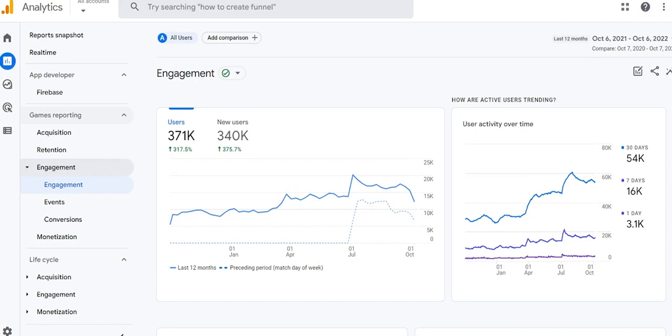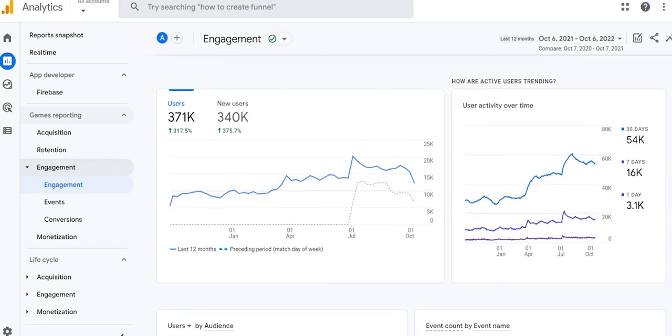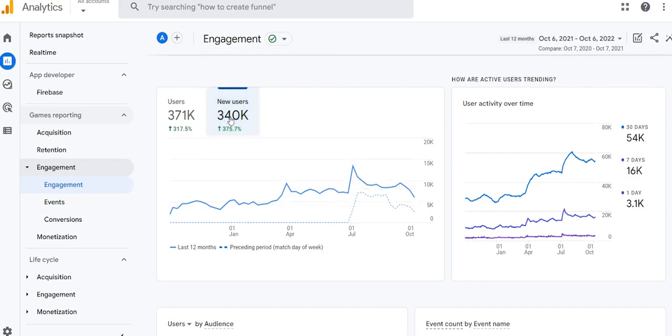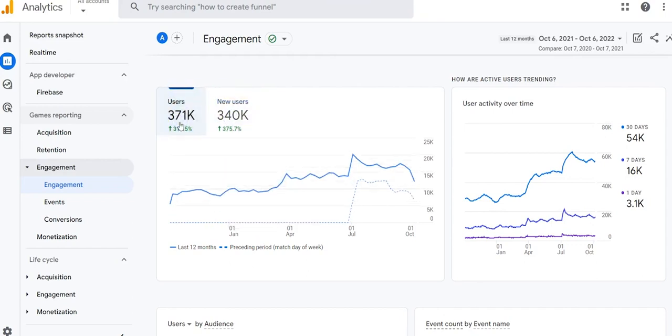Now we have a little bit bigger scope of the data. So our tables here and our dashboard are showing us a couple of things about engagement, showing us the level of users over the last 12 months compared to the preceding 12 months. And again, we can see that in the preceding 12 months, we didn't kick off until the beginning of July. We have our new users over time as well. So we can click on that and we can see that new user data versus the user data, right?